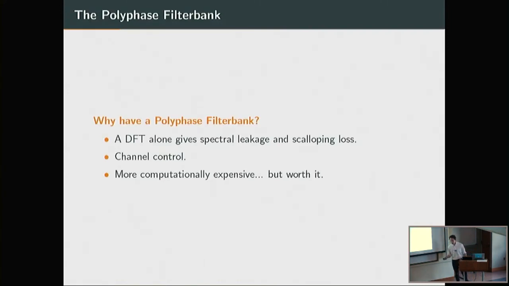So why do we have a polyphase filter bank? I think we've already established it. A DFT alone gives you a lot of spectral leakage and scalloping loss, and you have better control with a polyphase filter bank over your channels. And while it's more computationally expensive, it is worth it.